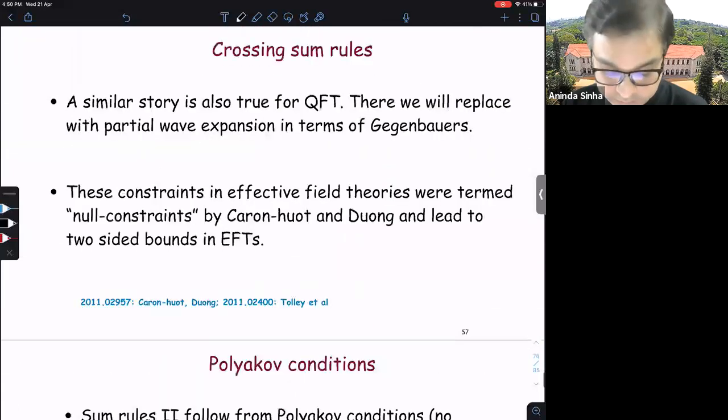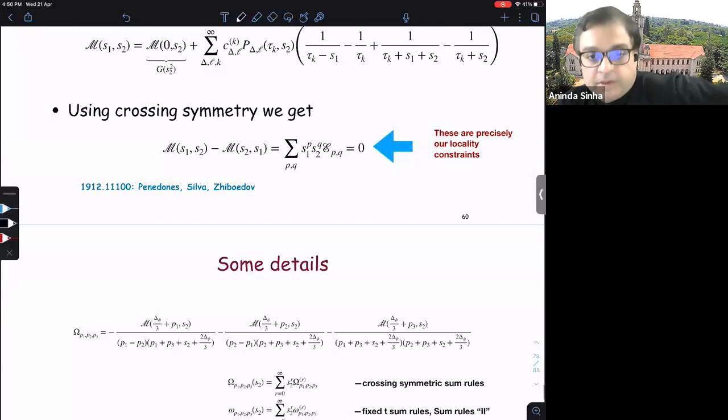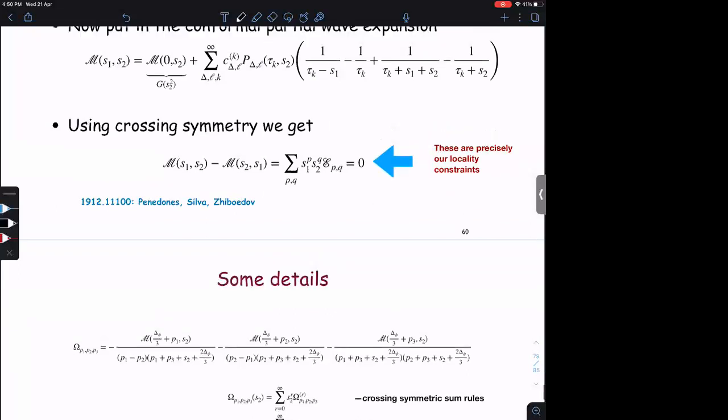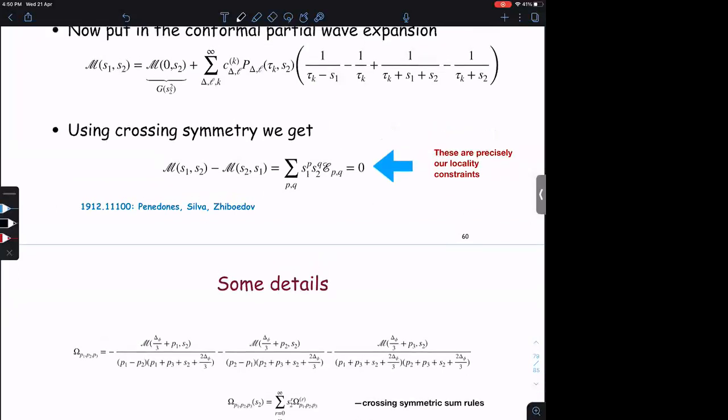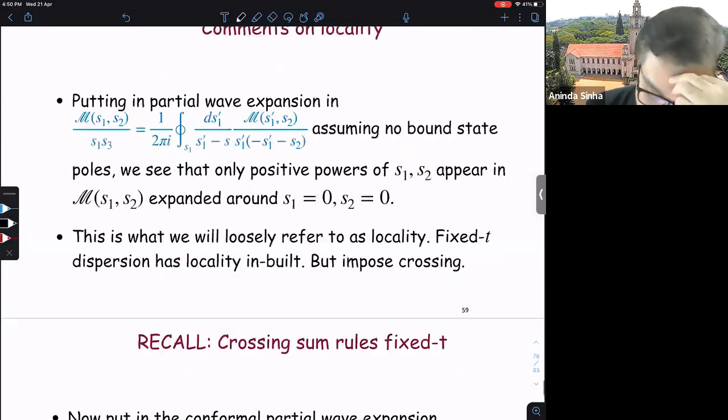Any other questions? I have one question. Siddharth, yes. Hi. So I just wanted to know when do these inequalities saturate? That's very good. Very good.